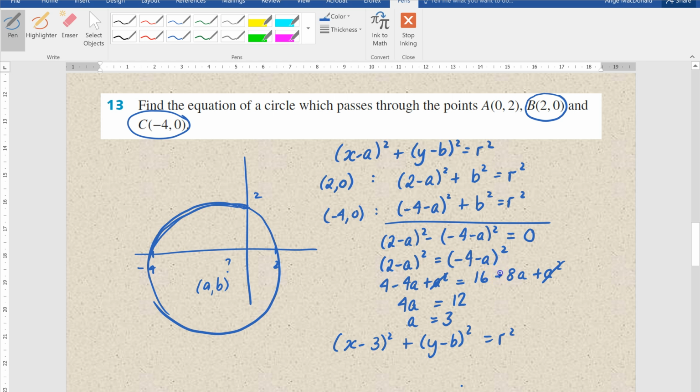And I have made a little bit of a whoopsie there. That should be plus 8 when we expand. Negative times a negative gives me a positive. So that changes the narrative a little bit. So we end up with minus 12 equals 12a. So a equals minus 1. Sorry about that. So if we pop that back in, we're going to now end up with x plus 1 squared plus y take b squared equals r squared.